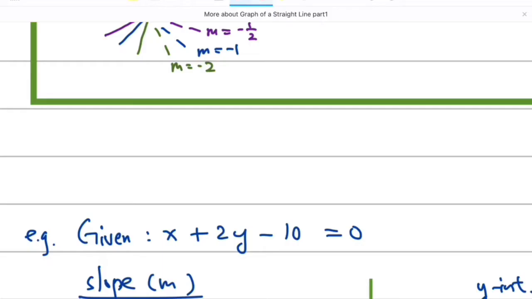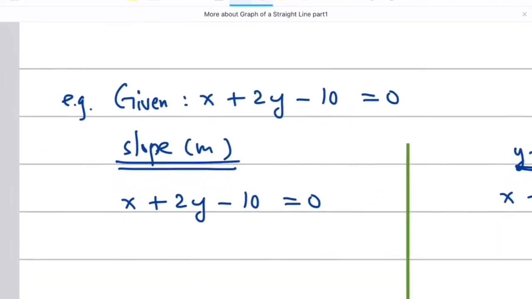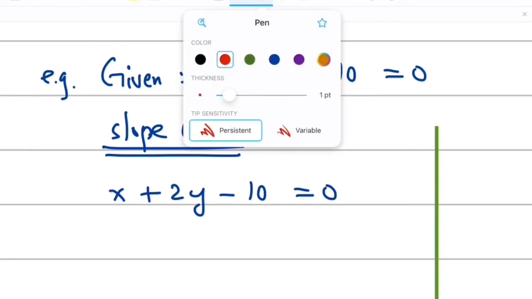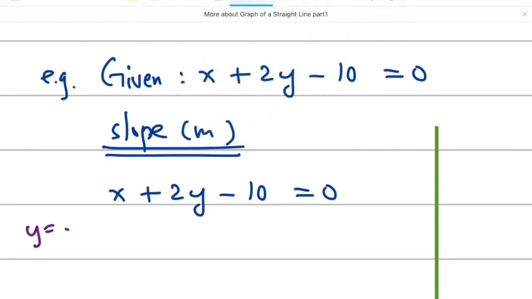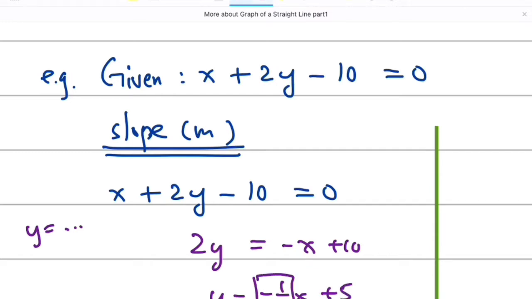Now we come to an example. The equation of the straight line is given, and then we are going to find the slope. For the slope, I suggest you make y the subject. So you put the other terms to the other side, and then you can have y equals negative 1 over 2 x plus 5. For the slope, it is negative 1 over 2.